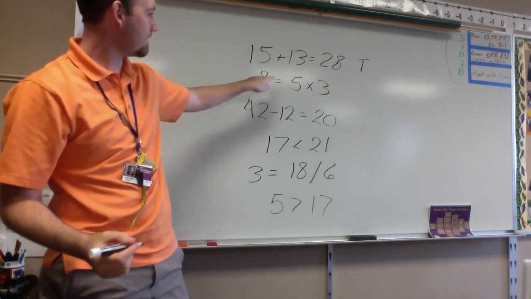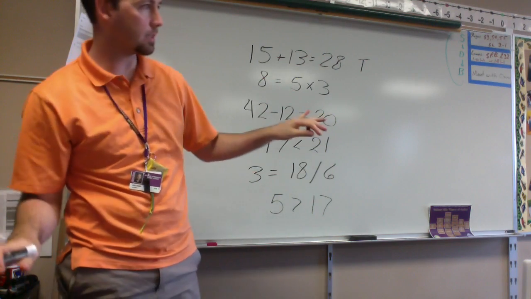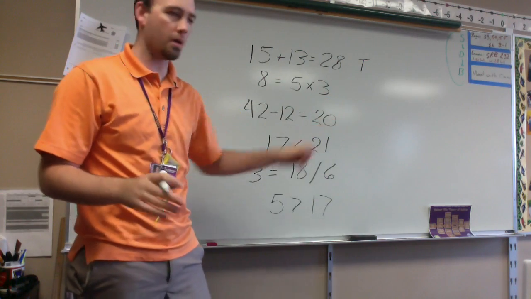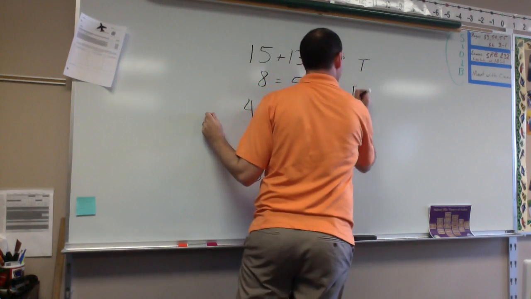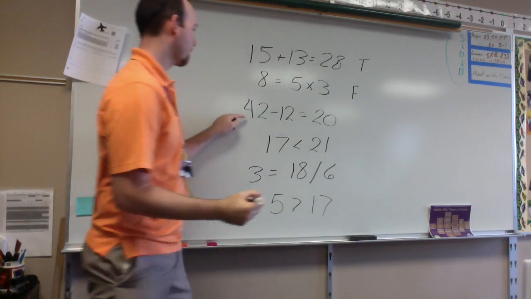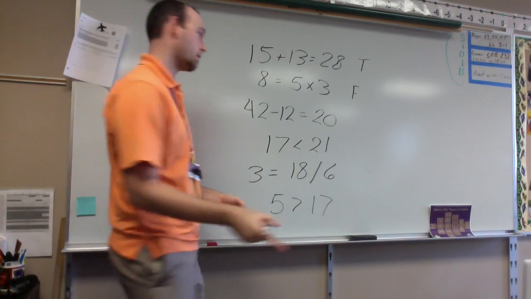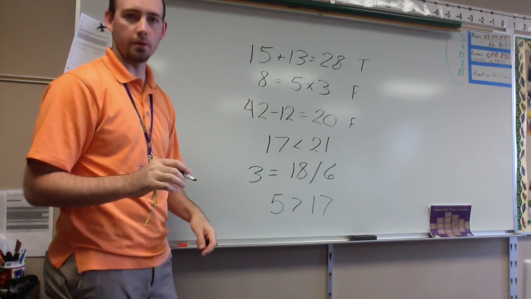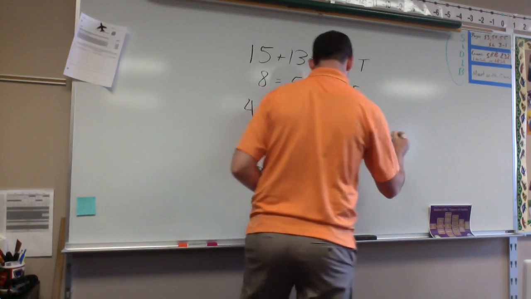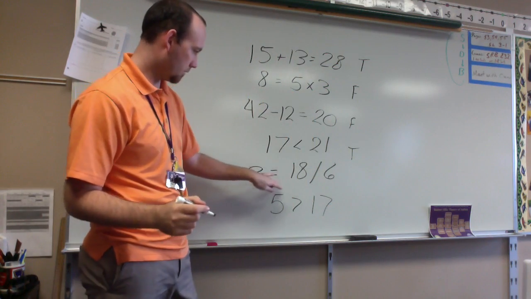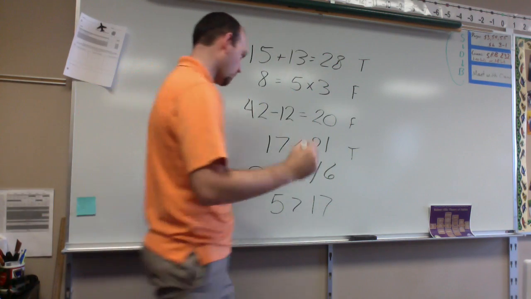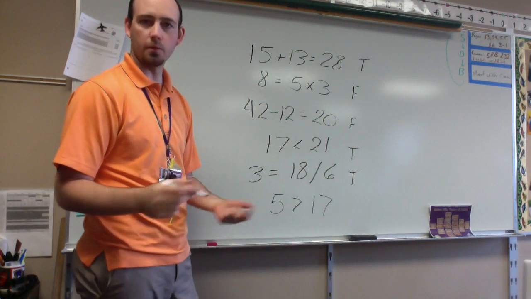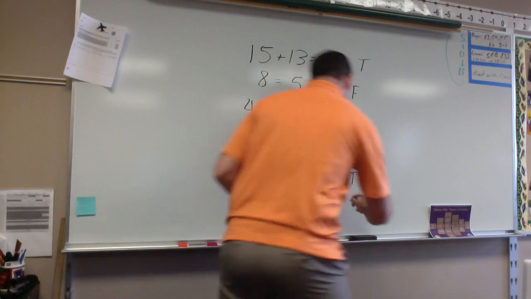Second one, 8 equals 5 times 3. Are those the same on both sides? Well, on this side we have 8. On this side we have 15, so those are not quite equal, so I'm going to say that one is false. 42 minus 12 is actually going to be 30 and not 20, so that one is also false. 17 is less than 21. Well, that's true. 3 equals 18 divided by 6. That is actually true. And 5 is greater than 17. Well, obviously 5 is smaller than 17, so that one is false.